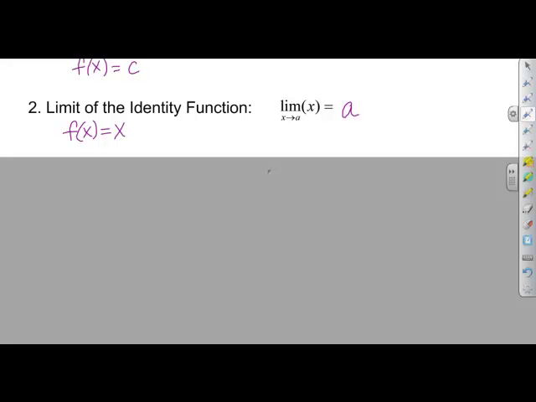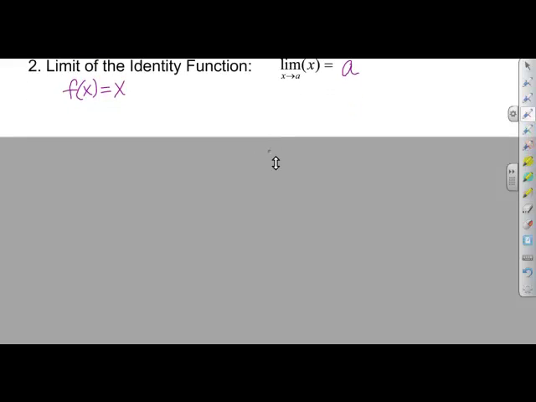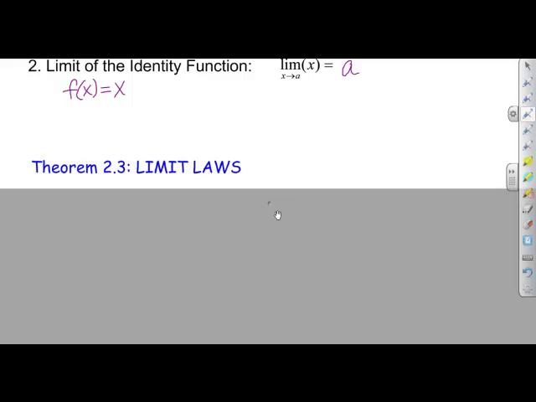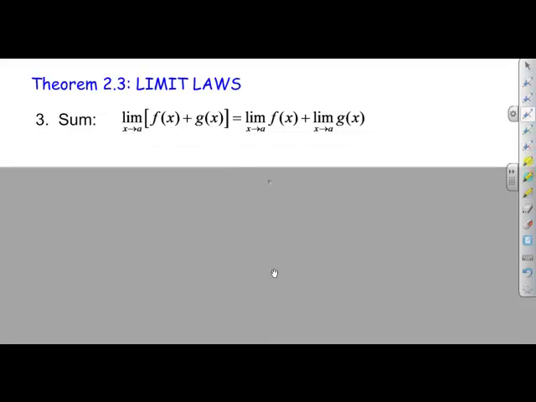Now, the remaining rules for working with limits come straight from your textbook, the limit laws. It's actually Theorem 2.3 in your text. I'm just going to run through these very quickly and talk to you a little bit about each one, and give you some hints and some ways to think about them that I think make them a little easier to understand.